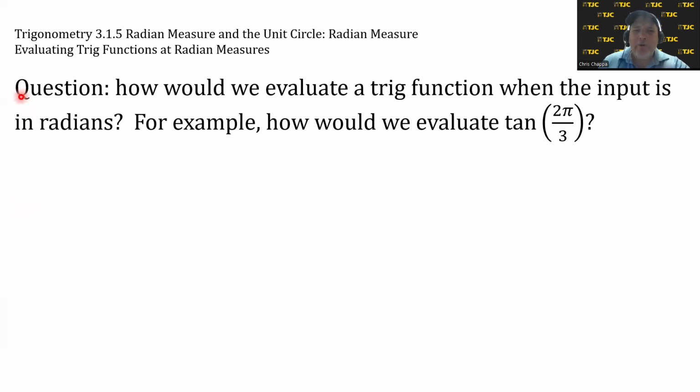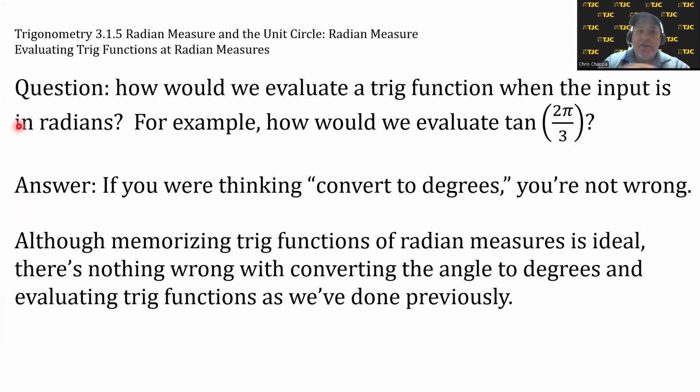Question: how would we evaluate a trig function when the input is in radians? For example, how would we evaluate tangent of 2 pi over 3? Think about that. Think about what we know and what we want to know. Well, if you were thinking convert to degrees, you're not wrong. Although memorizing trig functions of radian measures is ideal, there's nothing wrong with converting the angle to degrees and evaluating trig functions as we've done previously.